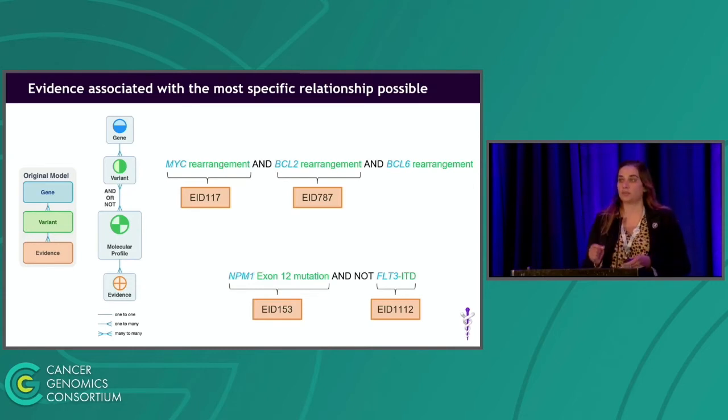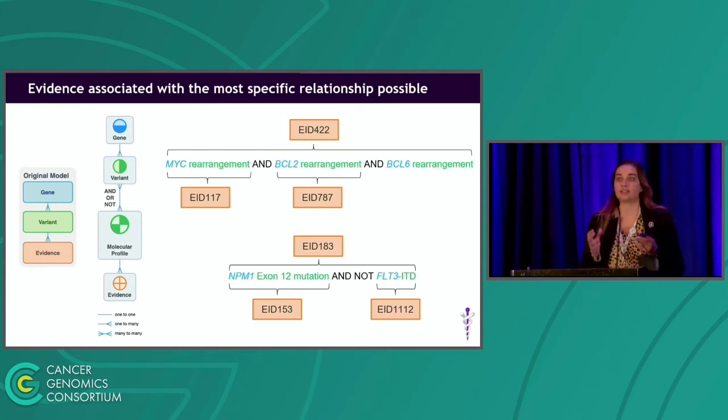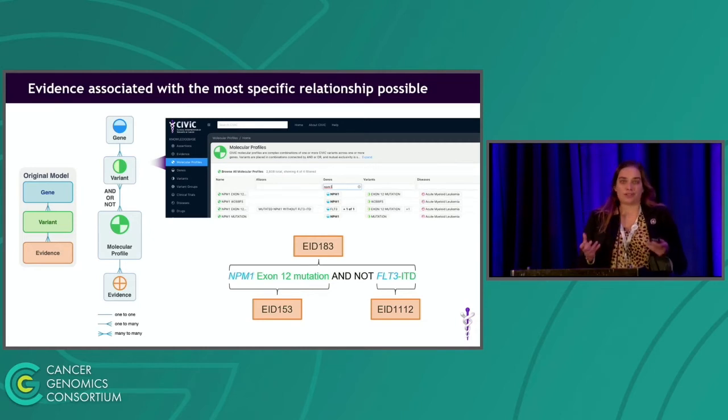We can associate specific pieces of evidence to these individual variants, but then we can also associate evidence with this collection of variants. And this is what we're calling a molecular profile. And this allows us to capture this evidence in a more structured, more specific way. So when these are soon to be live, we'll be able to just see them on the left side of the website, and then you can actually look and see this particular molecular profile, so NPM1 exon 12 mutation and not FLT3-ITD, also has next to it another alias, which is the more common way that is specifically stated in the ELN risk criteria.